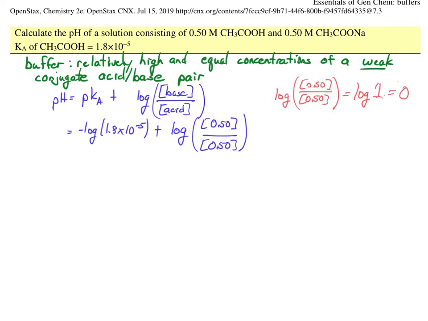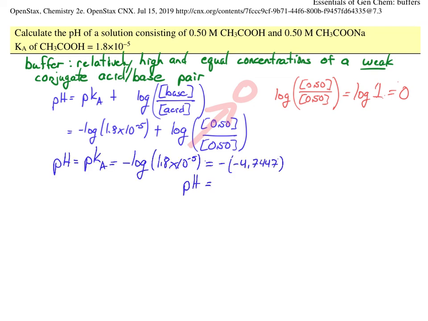Okay, we look at the math and we see that we're taking the log of 0.5 divided by 0.5, which is the log of 1, equal to 0. So this entire part here goes to 0. And we end up with pH is equal to pKa, which is true for any balanced buffer.